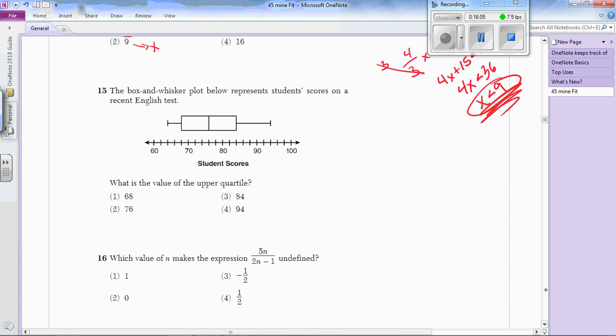All right, almost done. Box and whisker plot represents the student scores. What is the value of the upper quartile? If you remember, this is the min. This is the max. If I wanted the range, I would just subtract those. This is quartile 1. This is the median, quartile 2, and this is quartile 3, or the upper quartile. Upper quartile, quartile 3. Oh, everybody wants to say 82. Be careful. Ooh, 82 is not even an answer. That's good, because every one of these dots represents 2. So that's 82, 84. Answer is 84.